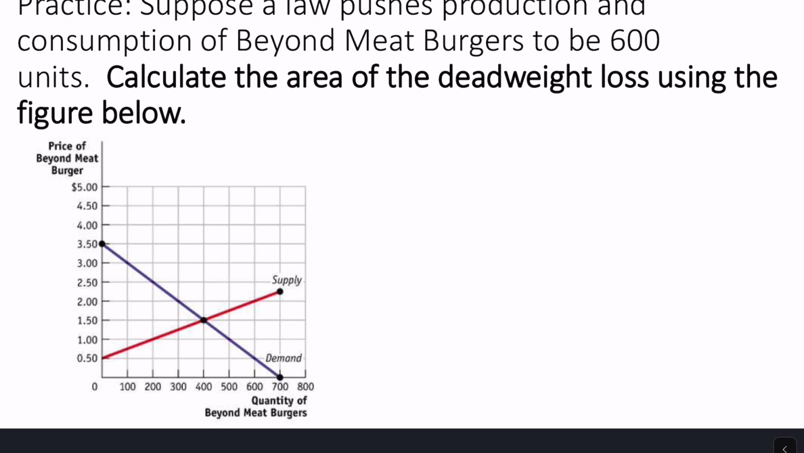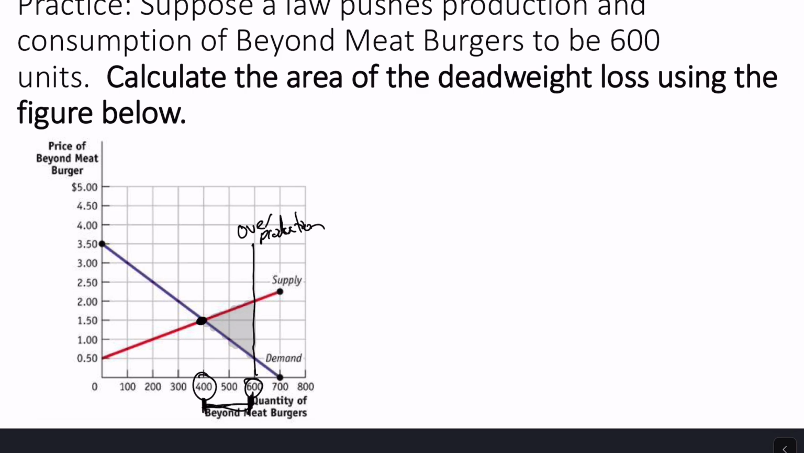Great. So the efficient output is going to be where supply crosses demand, so we'll have 400. I'm telling you that we'll have overproduction up to 600. So here's our overproduction line for our quantity. And so we have these 200 units here of overproduction. And so we need to add up the area in between the supply and demand curves over that difference from the efficient output of 400.